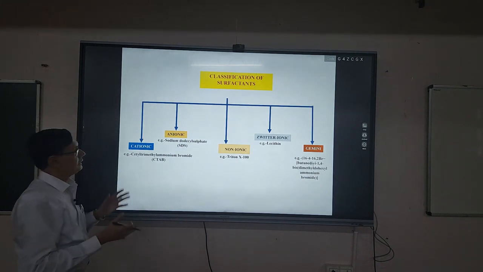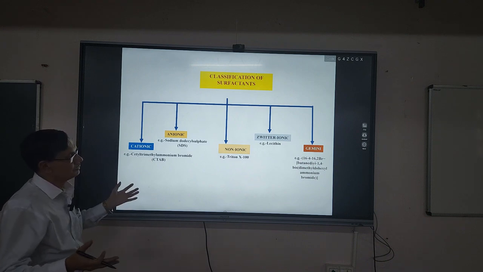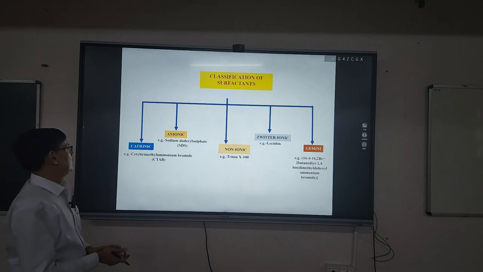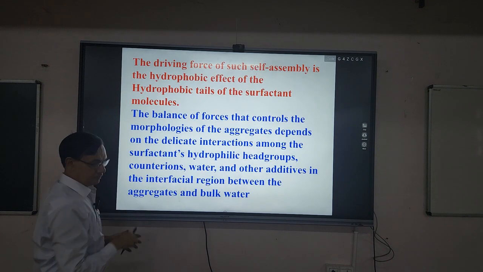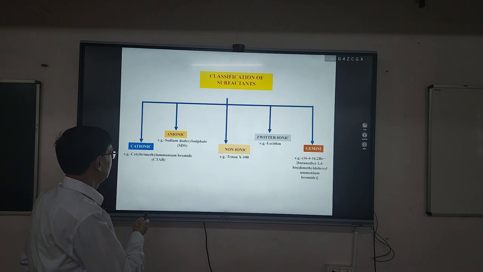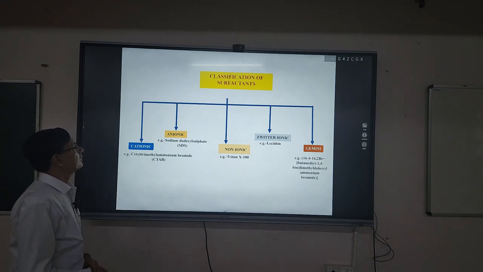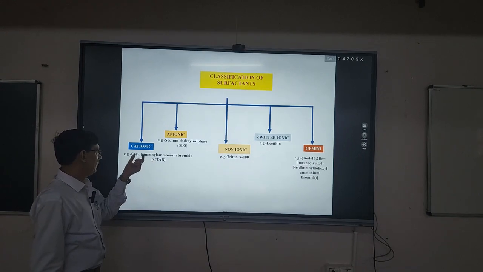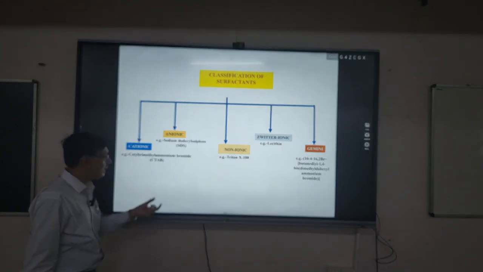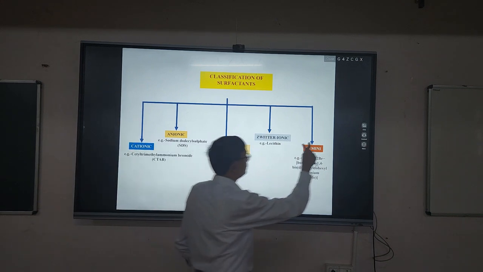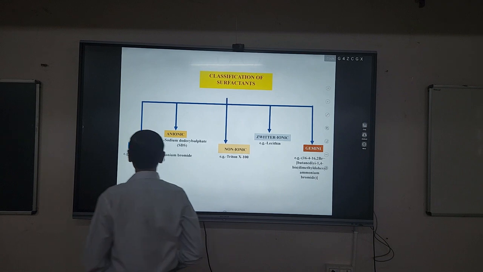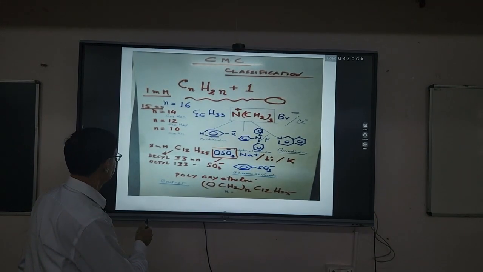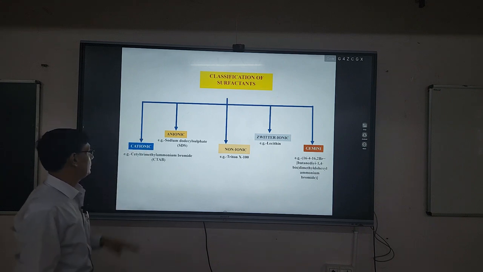Basically, surfactant can be classified into 5 important classes. Most common surfactant is cationic surfactant, and a very popular, easily available surfactant of the cationic group is cetyl trimethyl ammonium bromide, generally called CTAB. So it is called the cationic surfactant.